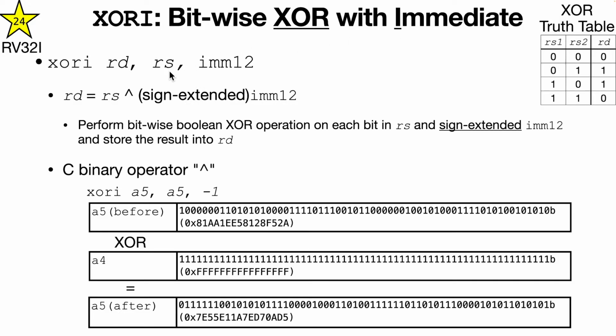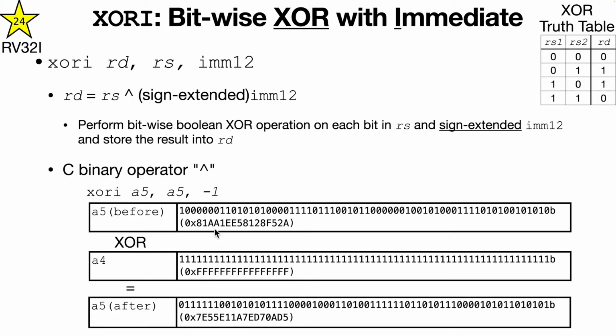So now instead of XORing two registers, we're going to XOR a register with an immediate. Source register, immediate 12 bits, sign extended, and write the result into the destination register. So it's just Boolean bitwise XOR, same as before.